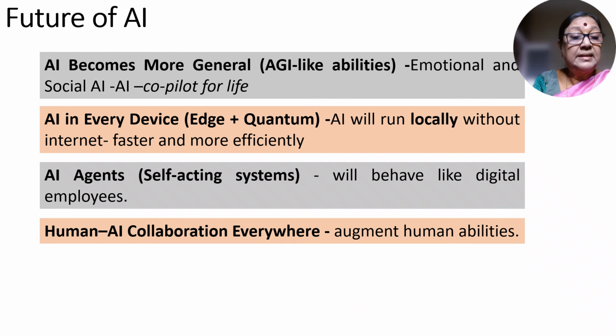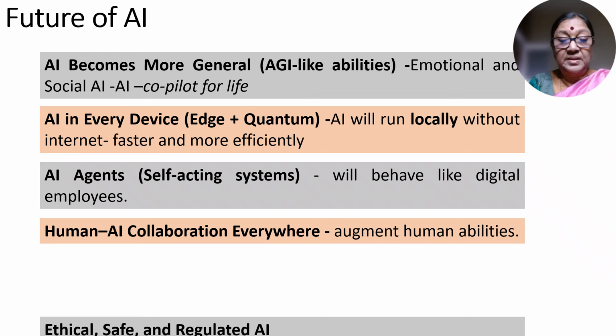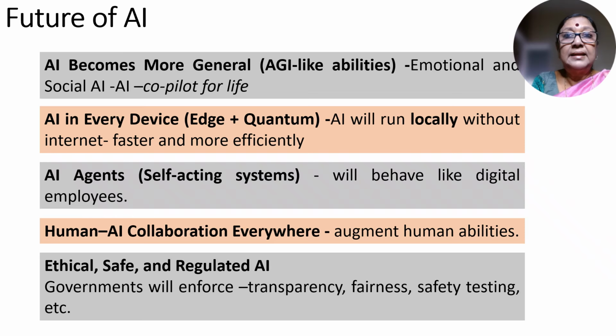Okay. And then comes human AI collaboration everywhere. So the idea of all these AI systems is to augment human abilities. It is not to act completely autonomously such that it harms humans. And then it has to be ethical and it has to be safe. And now is going to come regulated AI. It's not that regulated AI is not there. There is going to come regulations as well as legal systems that will ensure that your AI systems behave as they should behave, and it will ensure transparency, fairness, and safety testing.